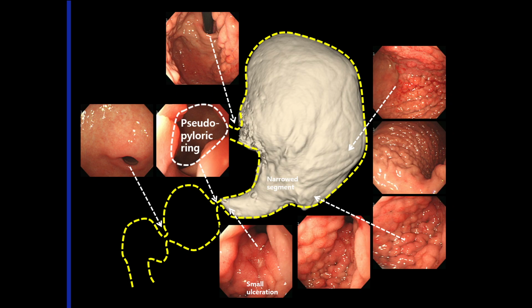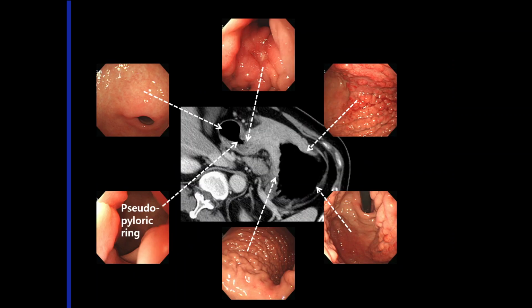This is a CT gastroscopy image. There is a narrowed segment at the border between antrum and lower body. We call it a pseudo-pyloric ring. You can also identify the pseudo-pyloric ring in this transectional image.